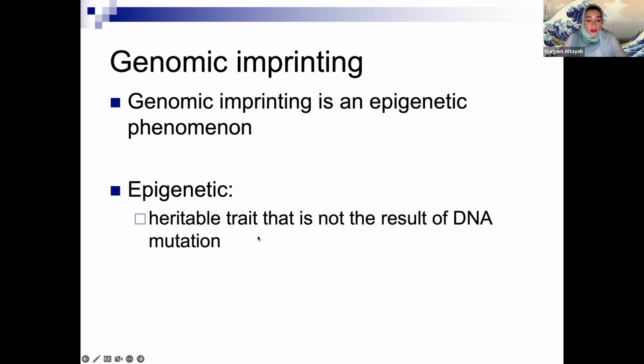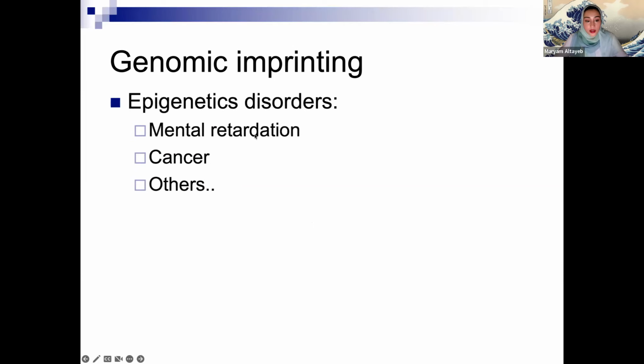So it's a heritable trait. You can inherit it from your mother and father, but it is not the result of DNA mutations. Okay, and the reason this is important is because it has roles in a lot of different things within medicine. Intellectual disability, which was previously called mental retardation. It's also very important in cancer and why people are more susceptible versus others, as well as other conditions. And this is a very, very key field within research right now.